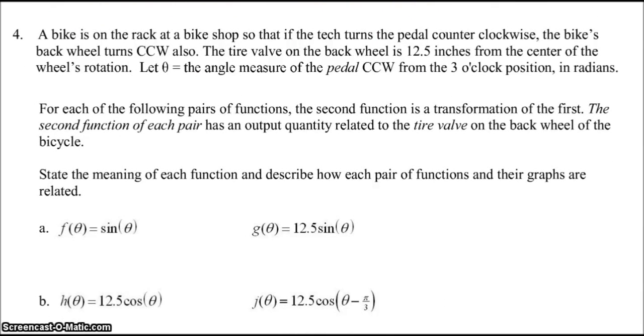A bike is on the rack at a bike shop so that if the tech turns the pedal counterclockwise, the bike's back wheel turns counterclockwise also. The tire valve on the back wheel is 12.5 inches from the center of the wheel's rotation, meaning that's our radius. Let theta equal the angle measure of the pedal counterclockwise from the 3 o'clock position in radians. For each of the following pairs of functions, the second function is a transformation of the first. The second function of each pair has an output quantity related to the tire valve on the back wheel of the bicycle. State the meaning of each function and describe how each pair of functions and their graphs are related.